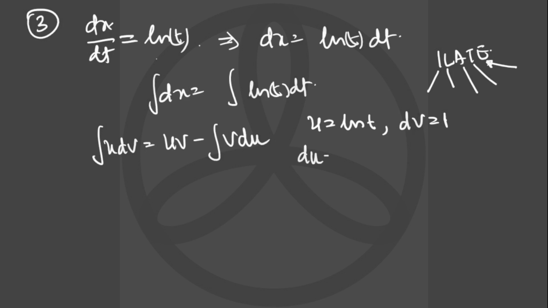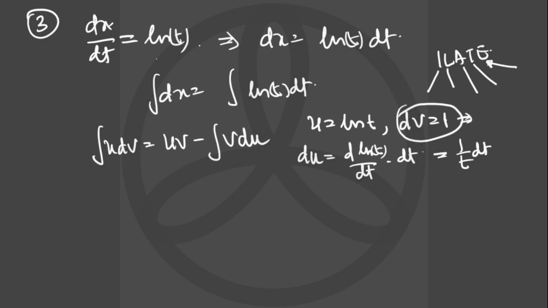So if we write du, what we will get on the right hand side will be the differentiation of ln t with respect to t, times dt, and this will be nothing but 1 over t dt here. And then for v we need to integrate this one, and the moment we integrate dv is equal to 1, we get v is equal to t.